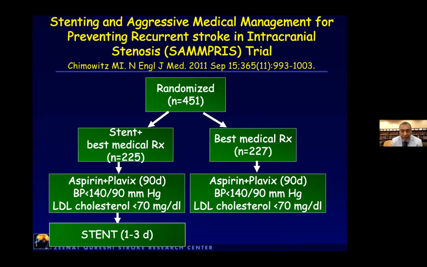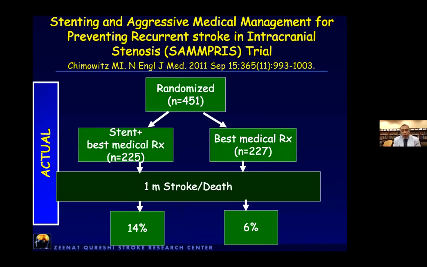That meant aspirin and Plavix for 90 days, maintaining blood pressure less than 140 over 90 millimeters of mercury, and a very aggressive LDL cholesterol goal of less than 70 milligrams per deciliter. The group that needed the stent could have it placed within 1 to 3 days after enrollment. So 451 patients were randomized, 225 to stent placement and best medical management, and 227 to best medical management alone.